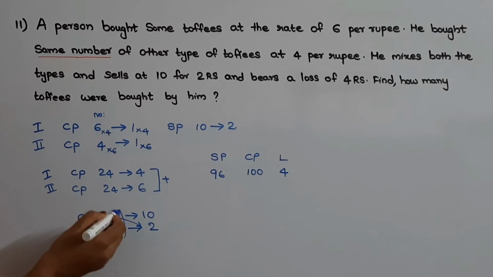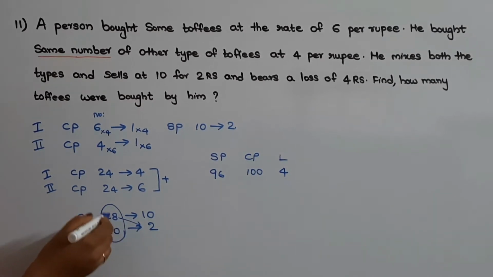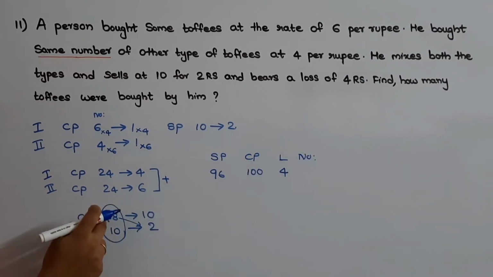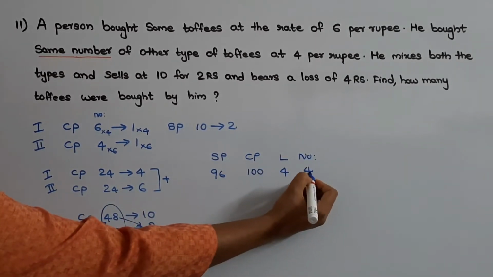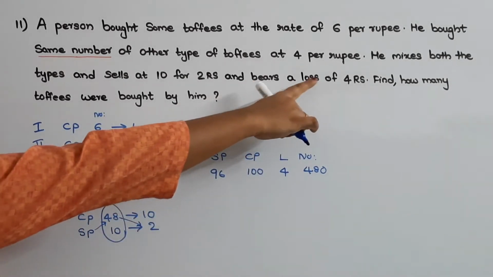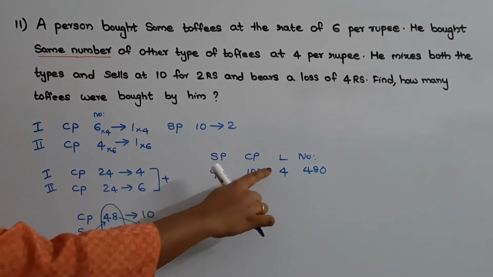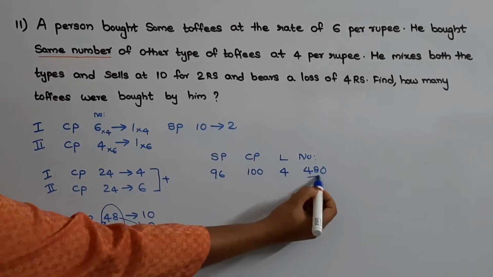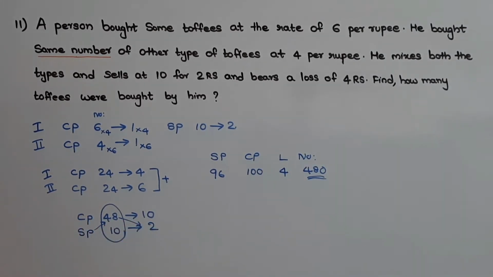Now let us find out what is the total number of toffees. So the total number of toffees can be found out by multiplying both. So the total number of toffees will be equal to 48 into 10, that is 480. Now in the question also the loss is given as 4, and here also we got the loss as 4. Hence the number of toffees will also be equal to 480. And so this is the answer.